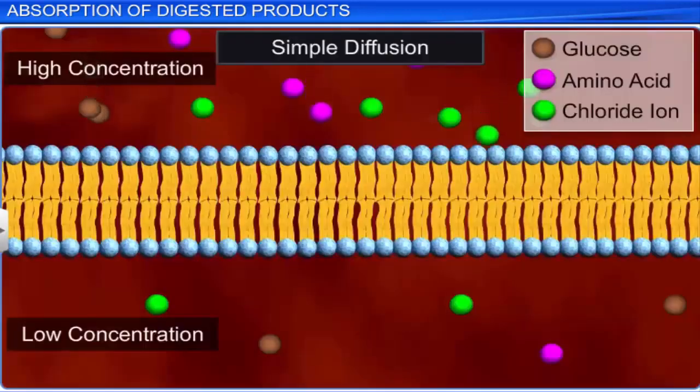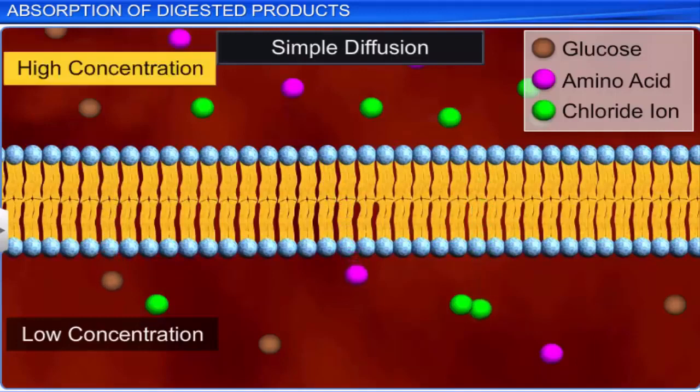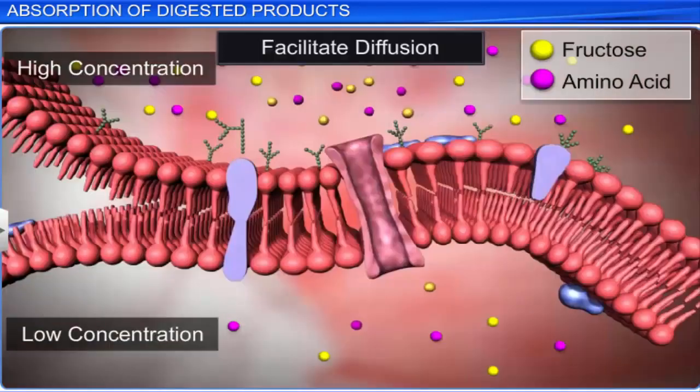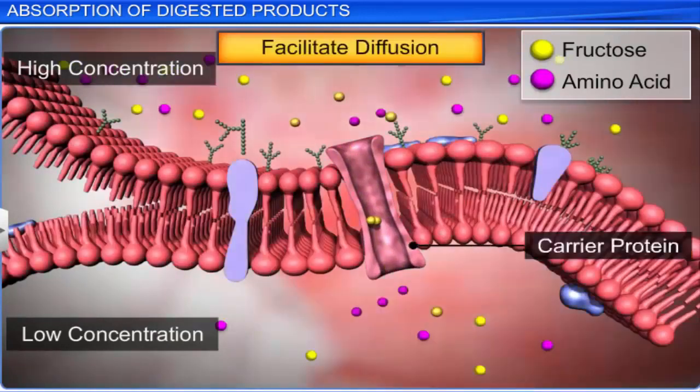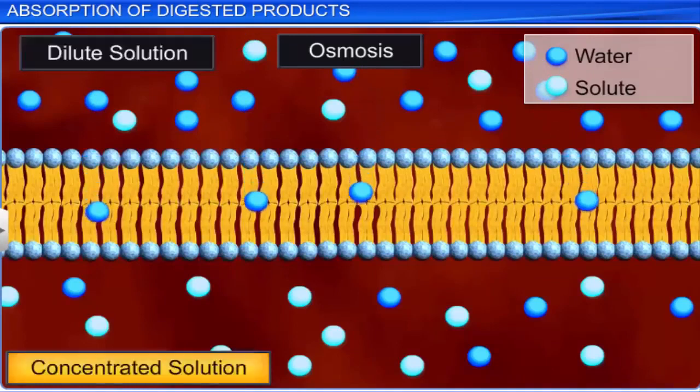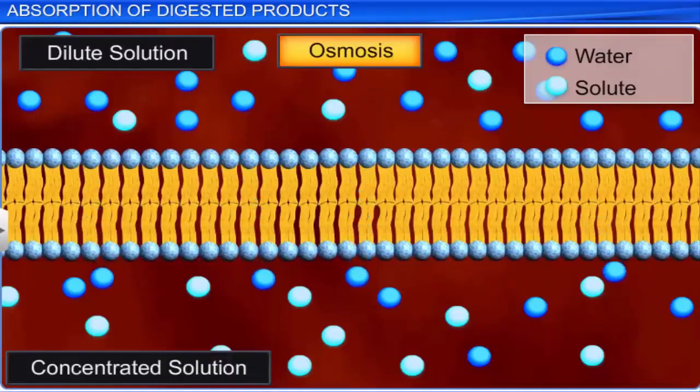Small amounts of glucose, amino acids, and electrolytes such as chloride ions are generally absorbed from a higher to a lower medium by simple diffusion, whereas fructose and some amino acids are absorbed down a concentration gradient with the help of a specific carrier protein through facilitated diffusion. On the other hand, transport of water takes place from a dilute to a concentrated medium through osmosis.